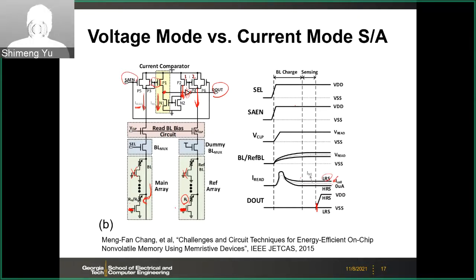So as a summary, for voltage mode sensing, your signal should typically go to your gate. And for current mode sensing, your signal will go to the source or the drain of the transistor.